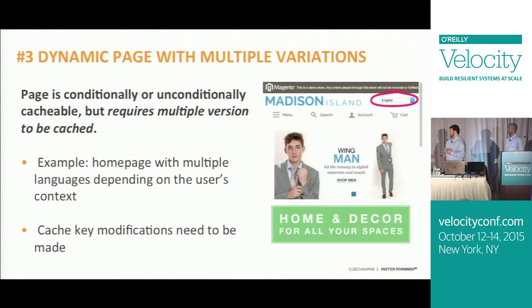Then you can have a case with a dynamic page with multiple variations. So, for example, you can have a language option where you want to vary the cache key based on a cookie parameter. So in this case, let's say the content changed between the different languages, which it doesn't do on this demo site. But if it did, we could create multiple cache keys based on a custom parameter that isn't part of the URL.